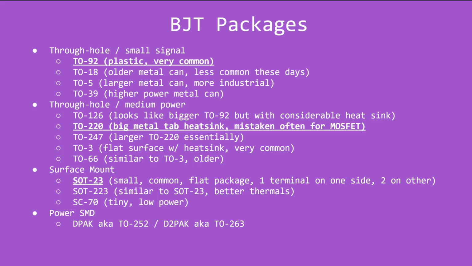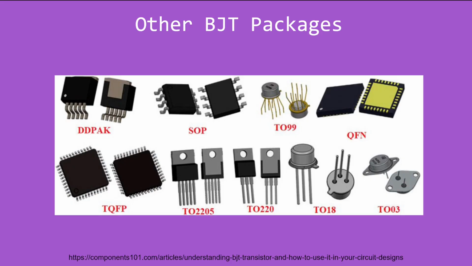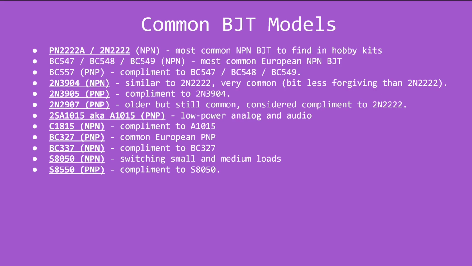And then there's some other ones. Here's just a picture of some of the other forms you might run into. The TO3, you'll see that a lot in electronics. You may eventually use it in hobby electronics, but it's not easily breadboard friendly as far as I know. I mentioned the TO220 and the similar TO126. Again, people sometimes mistake these for MOSFETs, and you've got some surface mounted options as well. Then here are some of the common BJT models you'll run into.